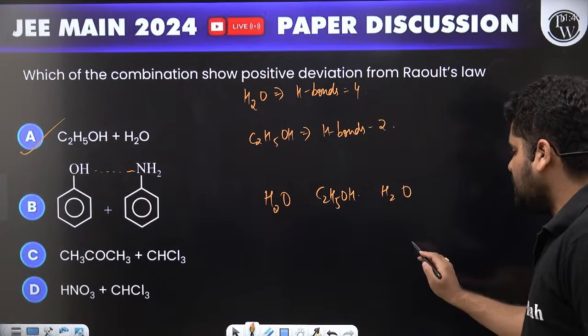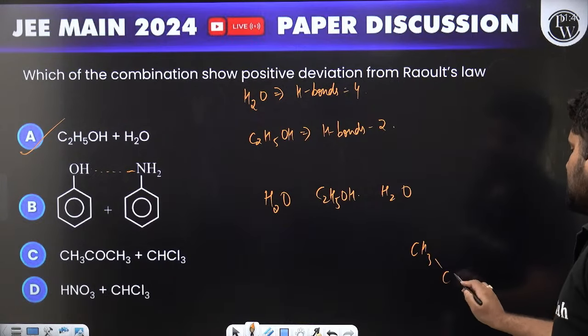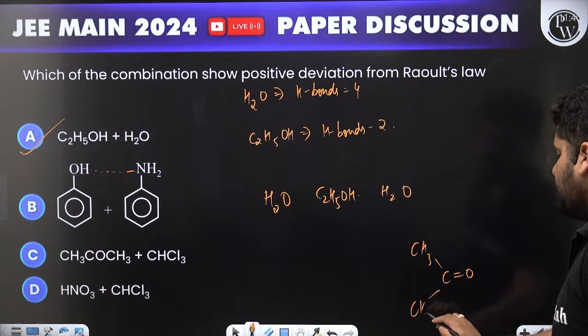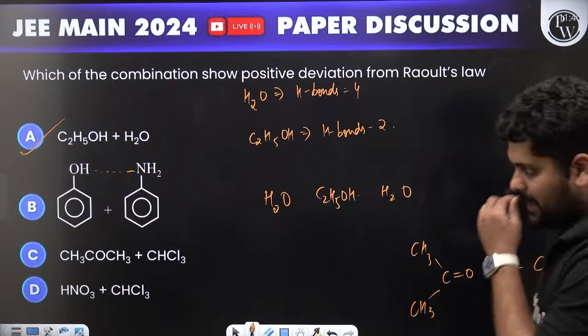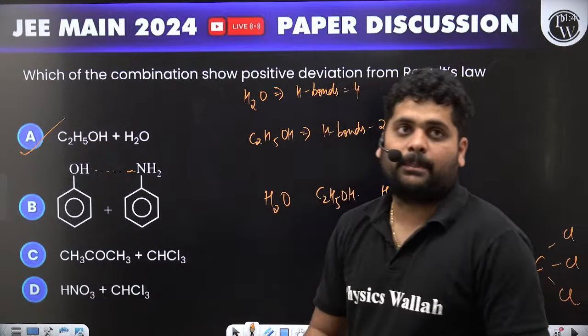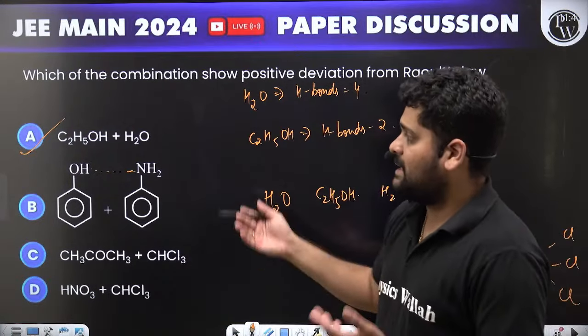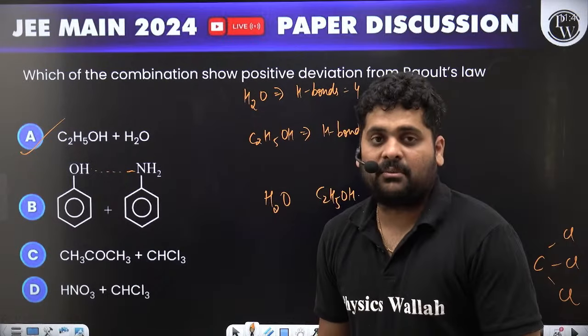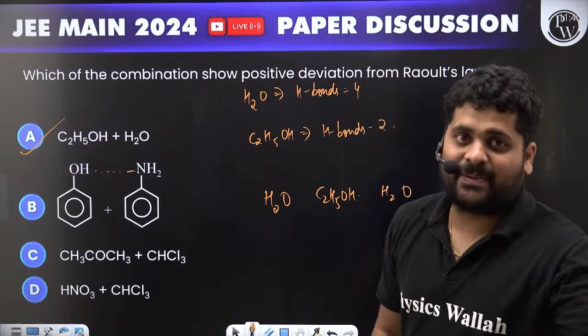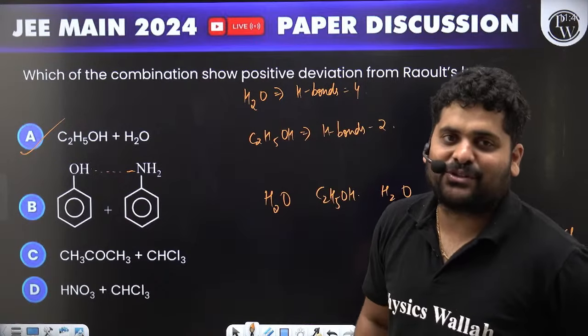You have acetone over here, CH3, C double bond O, CH3, and we have chloroform, CHCl3, right? Between these two there would be hydrogen bonding, in comparison to pure chloroform and pure acetone. So the correct answer for this question is option A, right? This was asked directly from Raoult's law, so expect a question on negative deviation from Raoult's law in the second shift.